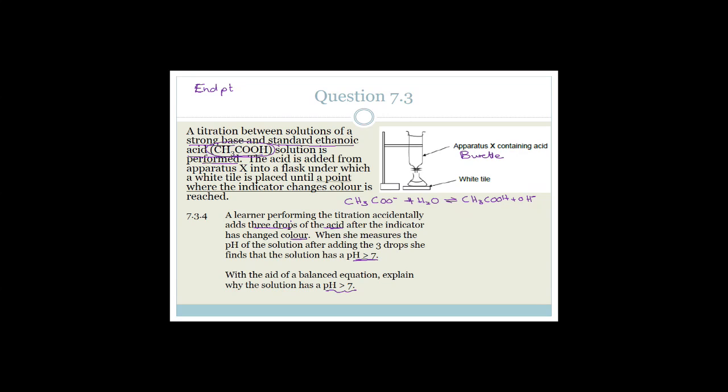Now, we added 3 drops of acid after the indicator changed color. So if we added some acid, what's going to happen? The ethanoate ions are going to react with the water to form the hydroxyl ions, and therefore your pH is going to be higher, and therefore you're going to have an alkali, a base, so your pH is going to be greater than 7. So this is the equation you needed to write.